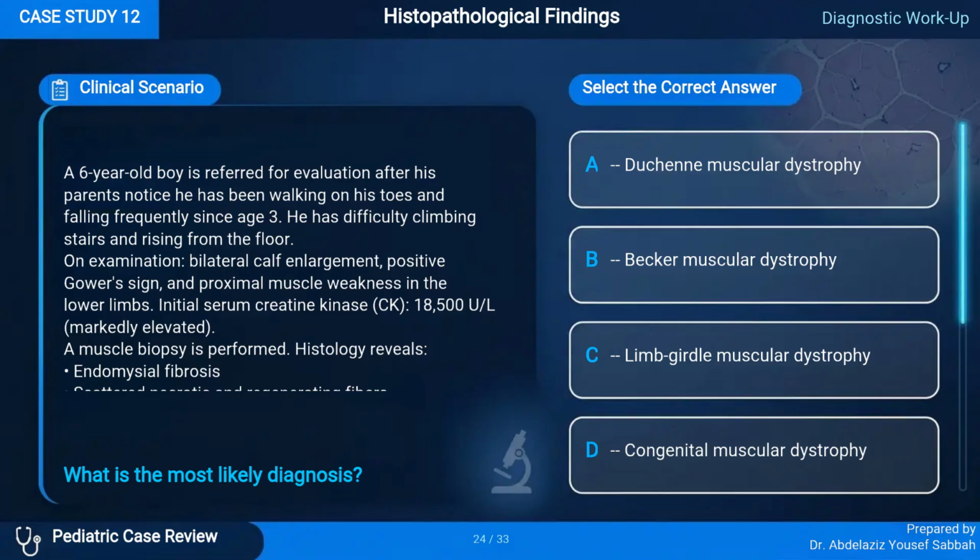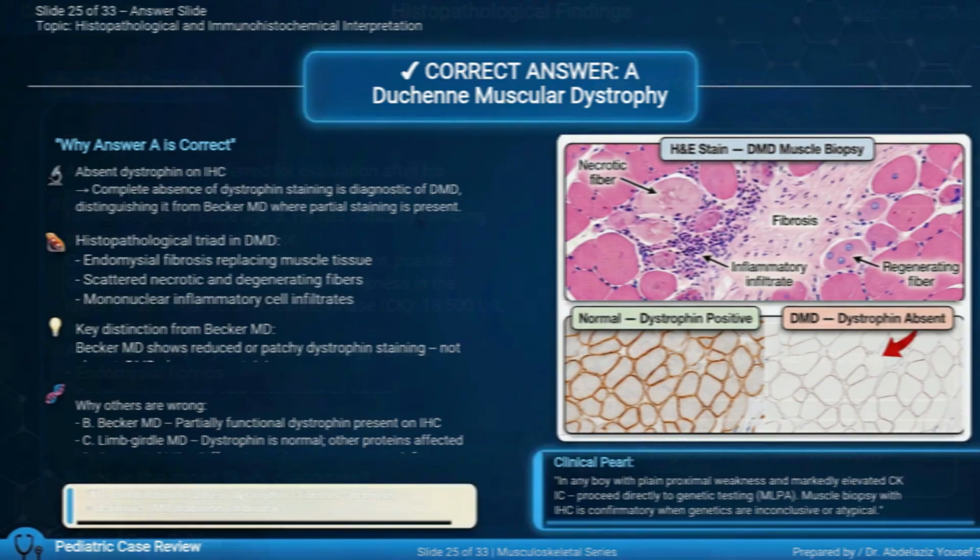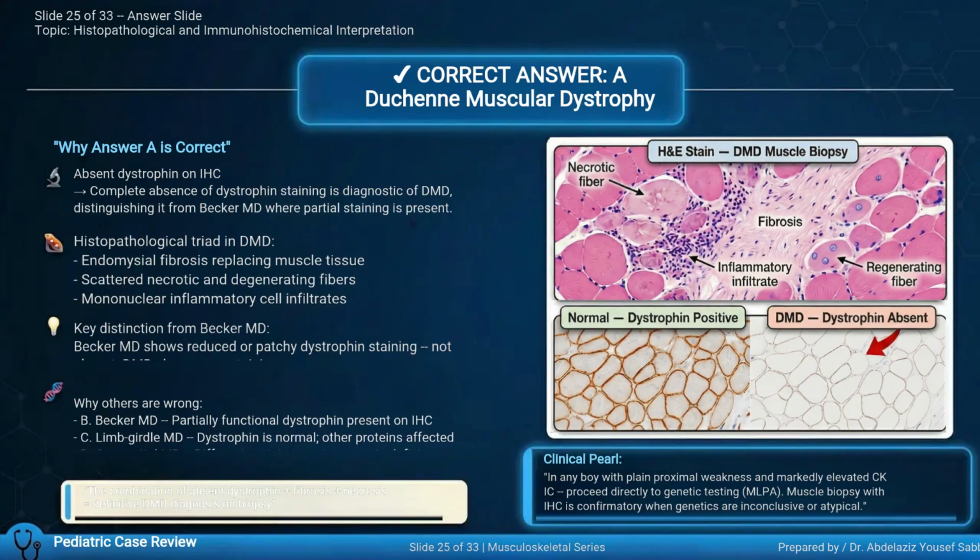Option A: Duchenne muscular dystrophy. Option B: Becker muscular dystrophy. Option C: limb-girdle muscular dystrophy. Option D: congenital muscular dystrophy. The correct answer is Option A: Duchenne muscular dystrophy.